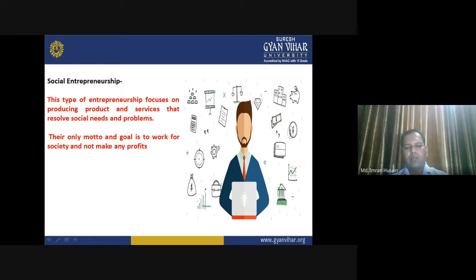So basically, they are philanthropist in nature, and their main aim is to make the people happy and to fulfill all the requirements and needs of the people.